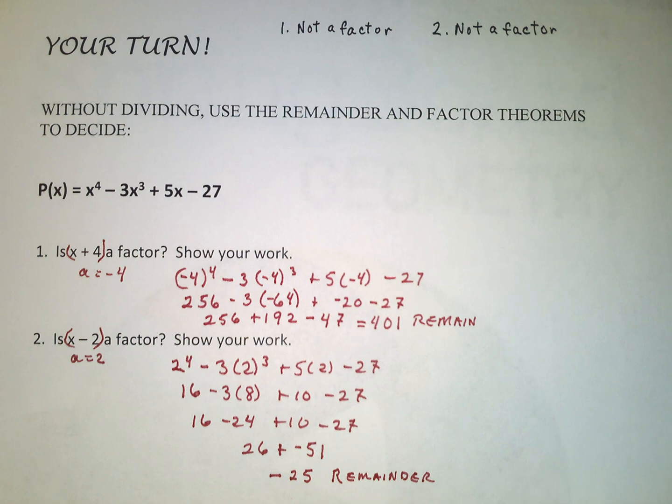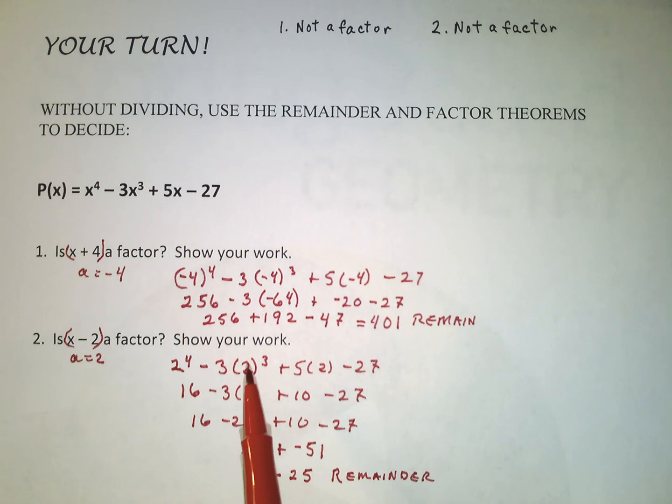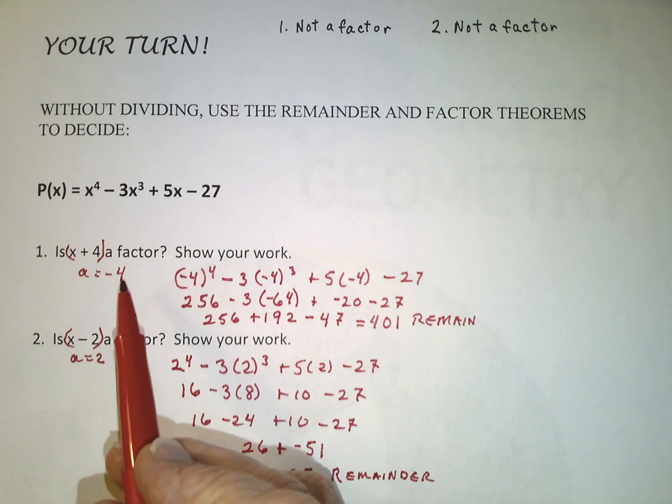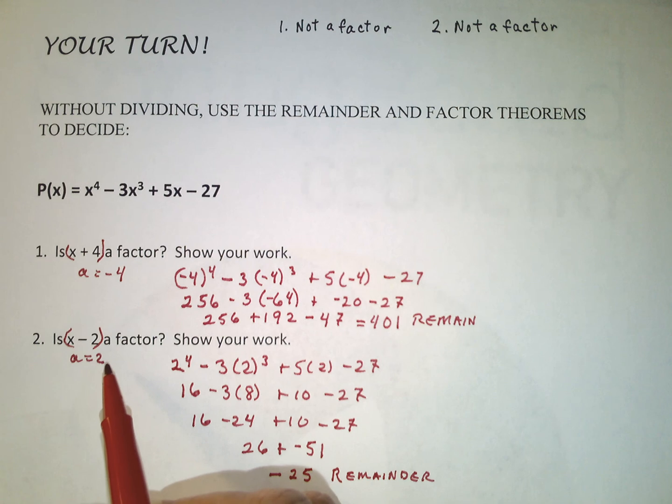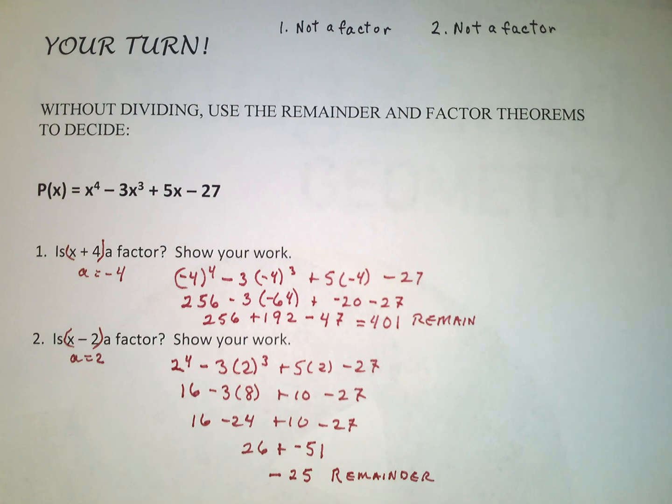So it may seem like, why bother? Neither one of them worked. But if our mission was to find factors of some large polynomial like this, at least that eliminates these 2 numbers. We know they can't possibly work. So it may save us from wasting some time.